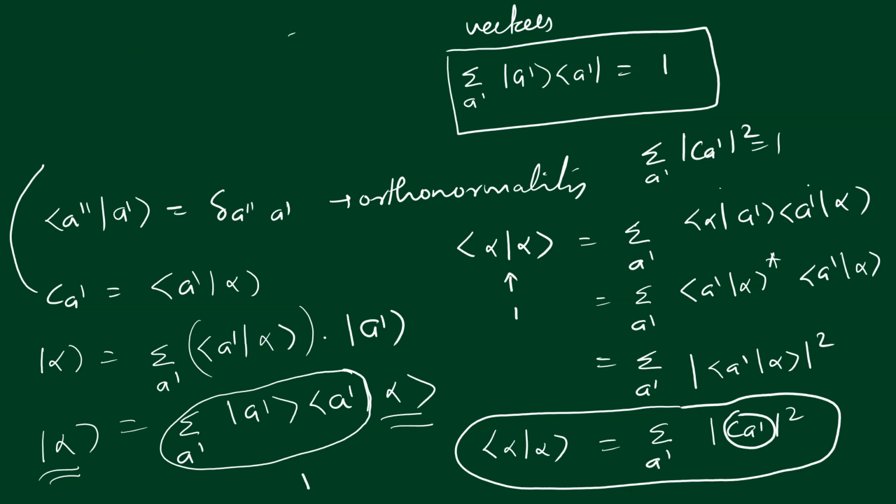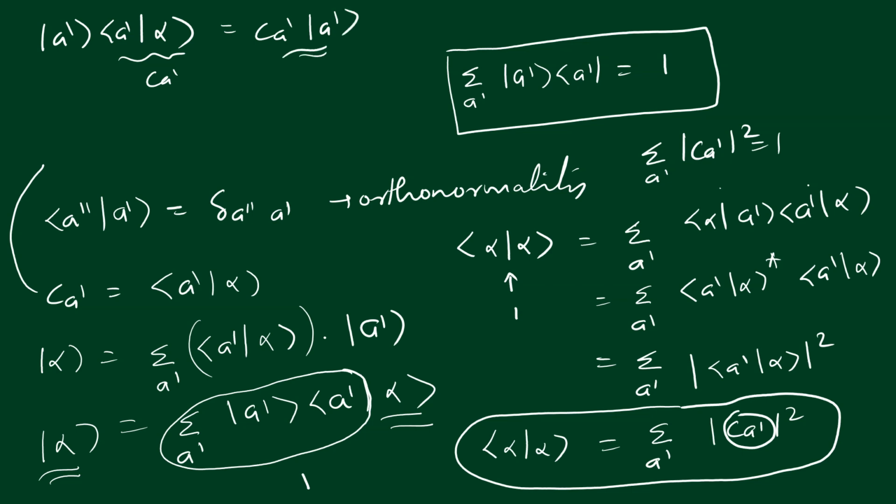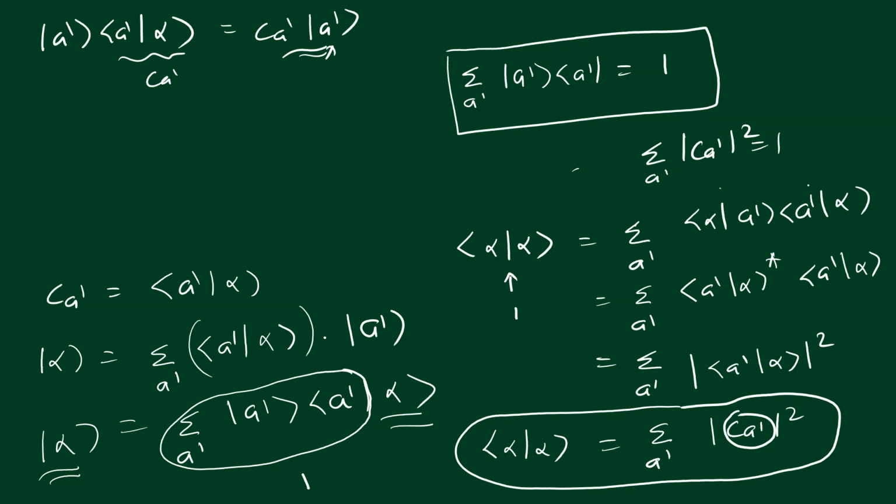Let me write it here. We said that this operator ket a prime bra a prime, when acting on alpha, gives you what? This is c a prime. This gives you c a prime ket a prime. What is this? This is the portion of the vector alpha, the portion of the ket alpha that lies parallel to ket a prime.